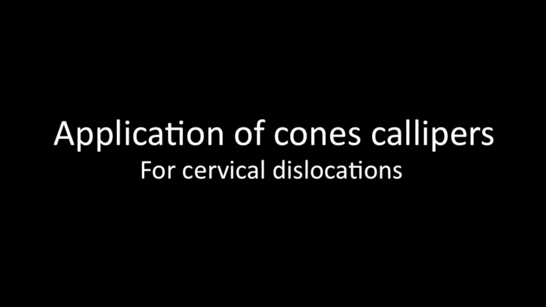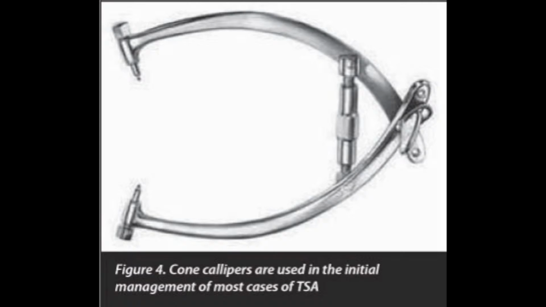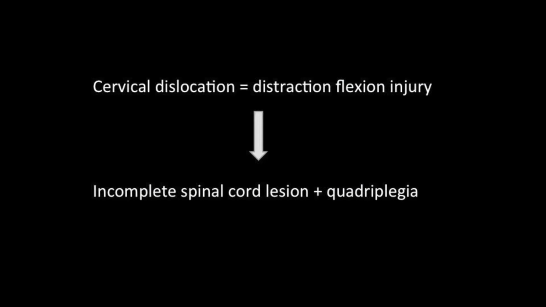Application of Cohen's Callipers for cervical dislocations. Cervical dislocations represent a spectrum of osteoligamentous pathology that includes unifacet and bifacet dislocations. 75% of all facet dislocations occur within the subaxial spine.